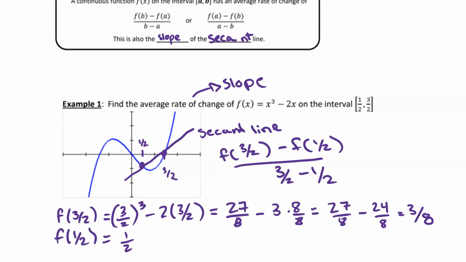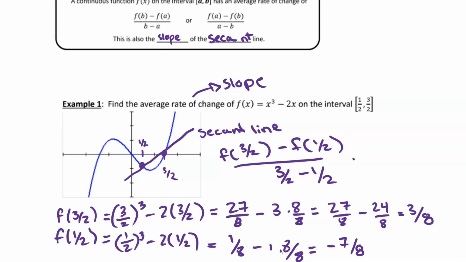Then I've got 1/2 cubed minus 2 times 1/2, which is going to be 1/8 minus 1, multiplied by 8 over 8. Going to get negative 7/8. So up here I'm going to have 3/8 minus negative 7/8 divided by 3/2 minus 1/2, which is 1. So minus the negative becomes a positive.